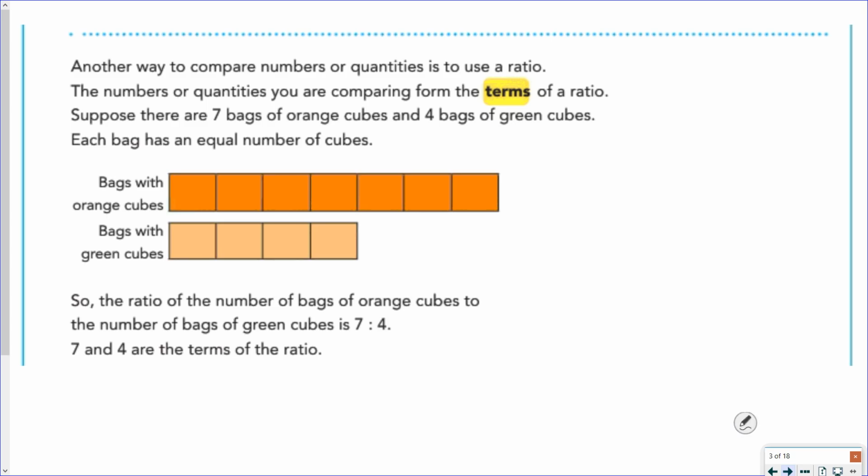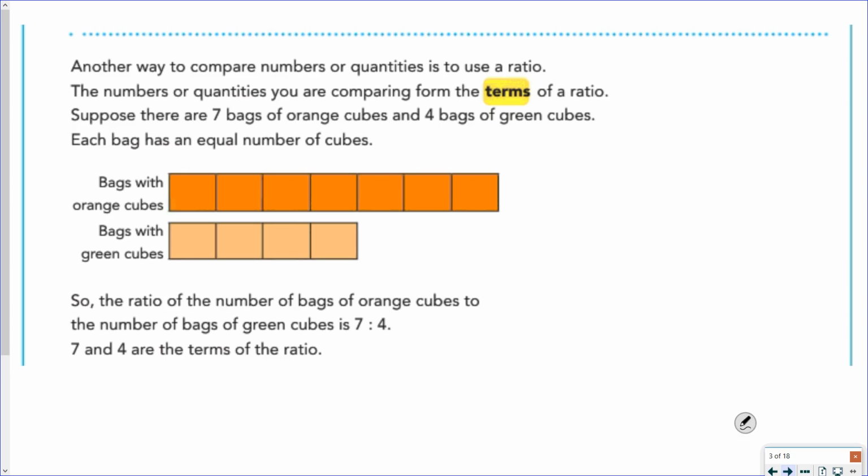So if we think of these as bags of orange cubes and bags with green cubes, and we do need to assume that each bag has an equal number of cubes. That's an assumption that we will always make when working with ratios, that they will all have an even number. So one important thing to do is to make sure that you understand how to write the ratio.